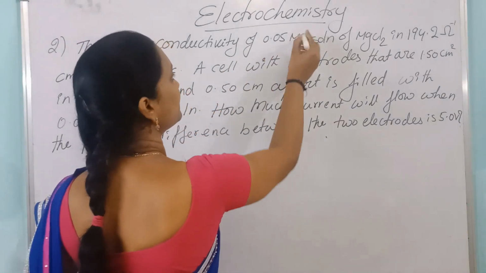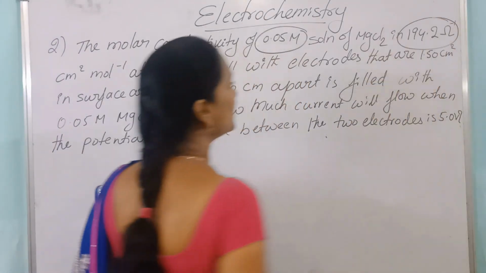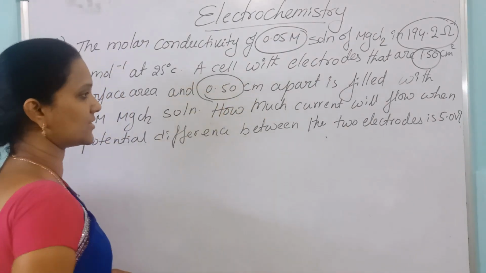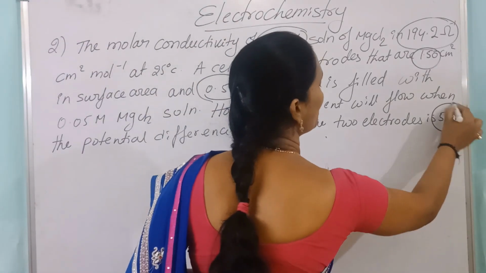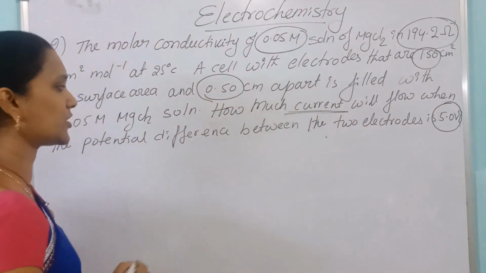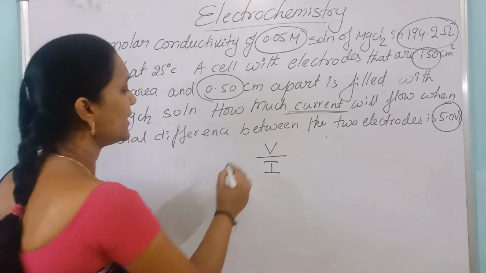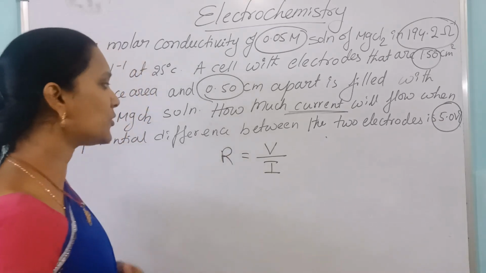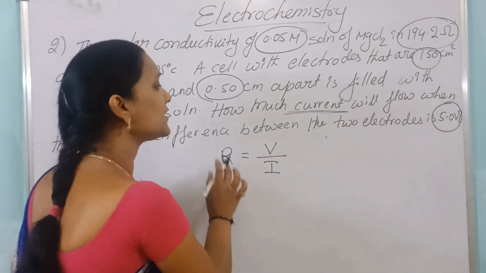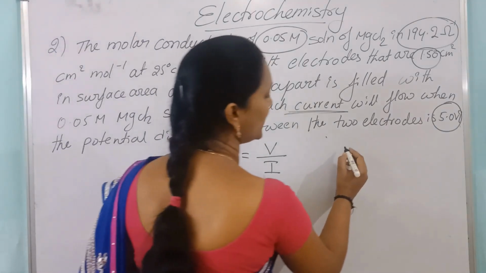Concentration given, molar conductance given, area given, length also given, distance, and here volts, potential difference given. What are they asking? Current. So what is this relation? Current is volt by resistance, in amperes. If we know the resistance, we can find this current. Yes or no? How to get this resistance? Length given, area given, so what is that relation?